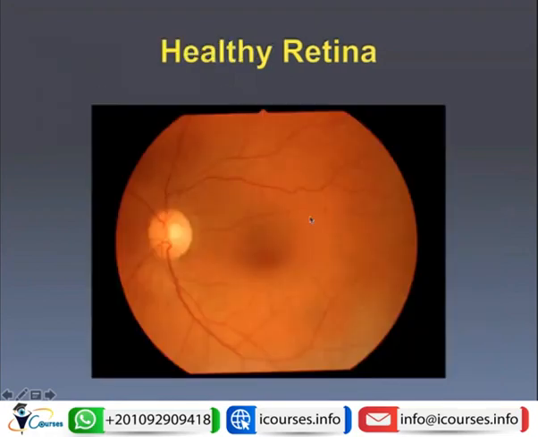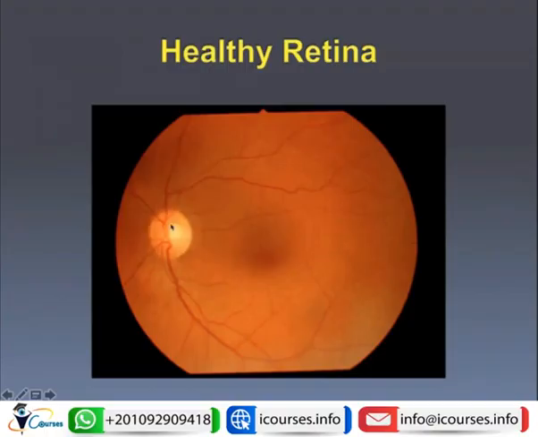So here is the picture of a healthy retina. This healthy retina shows the branches of the central retinal artery. These are the upper temporal, this is the upper nasal, this is the lower temporal, and this is the lower nasal branch retinal artery. These are arteries arising from the final divisions of the central retinal artery, which are responsible for supplying the inner two-thirds of the retina, while the outer one-third is supplied by the branches from the ciliary arteries.